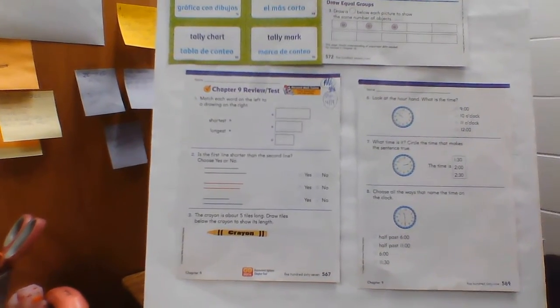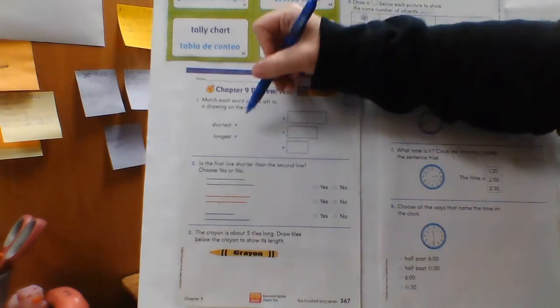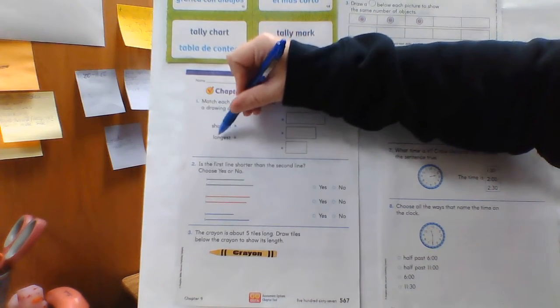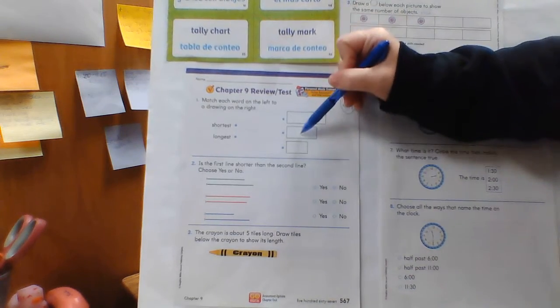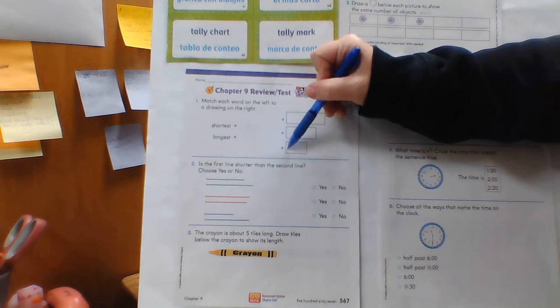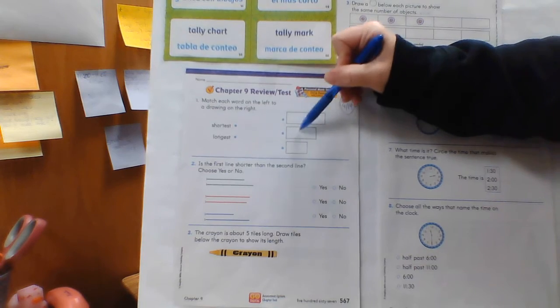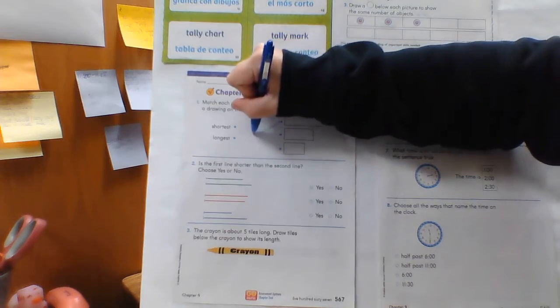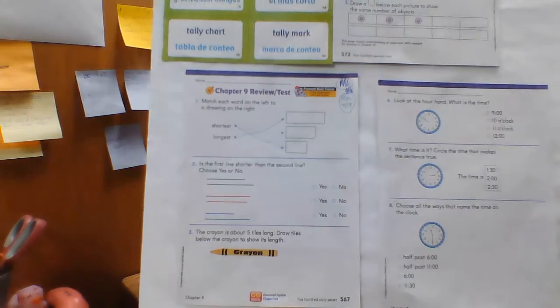Number 1 says match each word on the left to a drawing on the right. So they want you to actually draw to make the words make sense. Right here we have shortest and then we have longest. Which one is the shortest out of these three? Well, this is a picture of a rectangle. This one is a little bit longer. This one is the longest. So longest is going to be the top. Shortest is going to be the bottom.